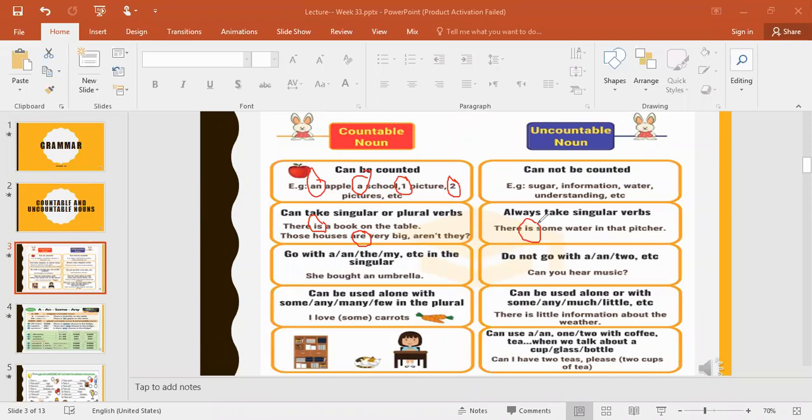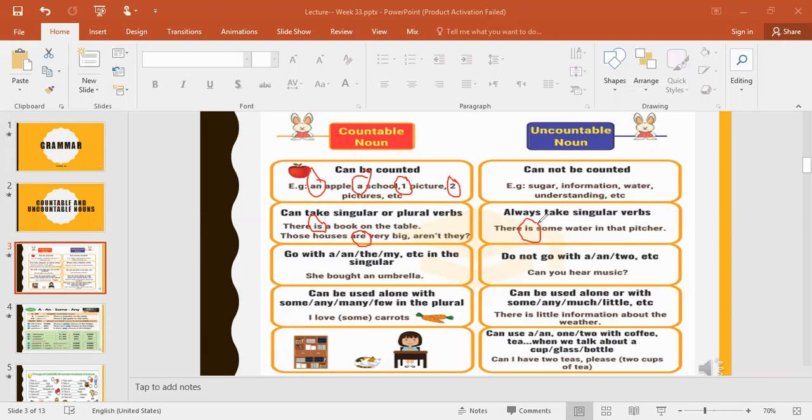While the uncountable nouns do not go with a, an, and two. Two means only the numbers. I cannot say, do you hear two music? Drink two water. I cannot say this with uncountable nouns. That's why it's different. So, countable nouns can go with an, a, the, my, and so on. Uncountable nouns do not go with any of these.